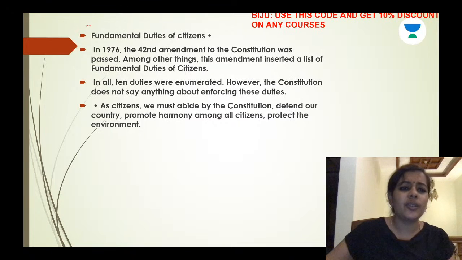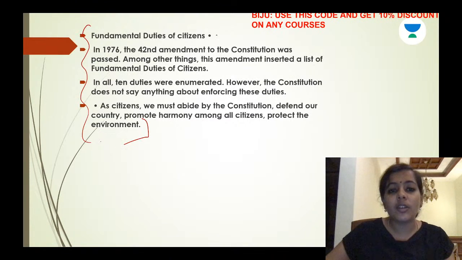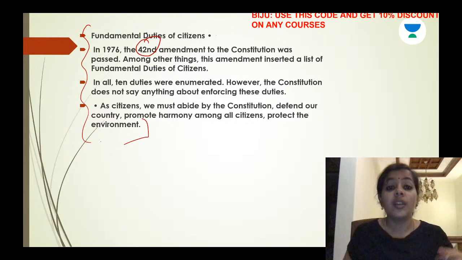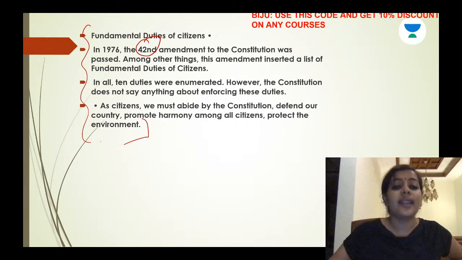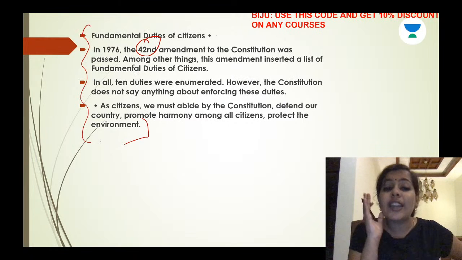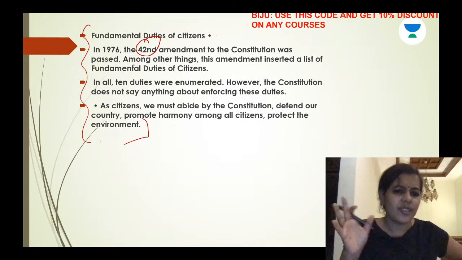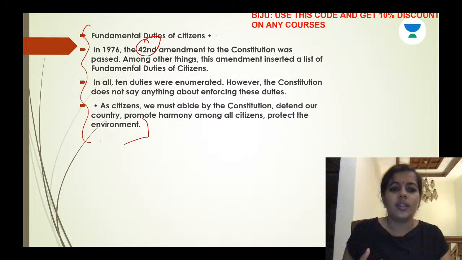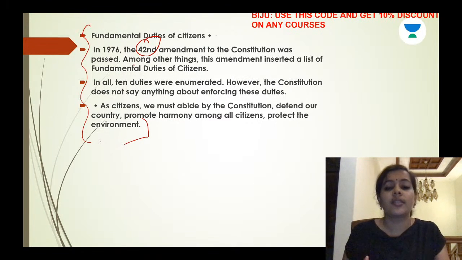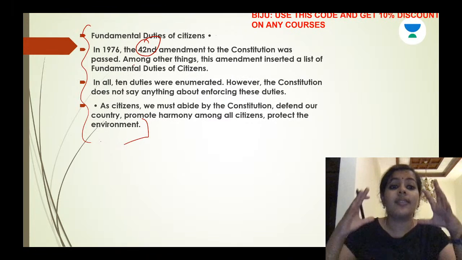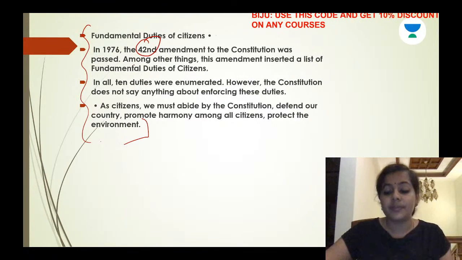Then what are fundamental duties? Certain fundamental duties are given. They are not enforceable by a court of law. They came in through the 42nd Amendment. Ten duties are given, and they are not enforced by the constitution. If they are followed, that is good, in order to protect harmony among all citizens and the environment.